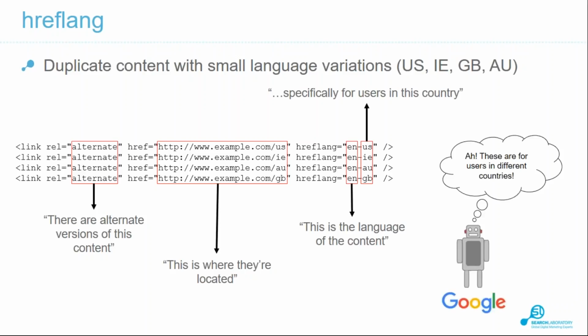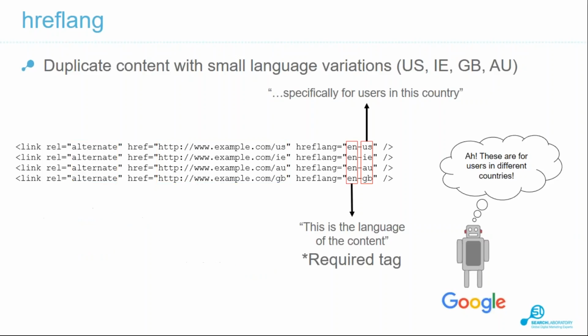So now Googlebot has a really good understanding that even though all these pieces of content are 99% identical and duplicates of one another, we know now that they're targeted for users in different countries and it can rank them accordingly. Now an important part to note about the hreflang code is that it is primarily a language tag, so the language section of this piece of code is required always. However, in this case, simply stating that all 4 of these are in English wouldn't really help Google because it can probably understand that anyway.